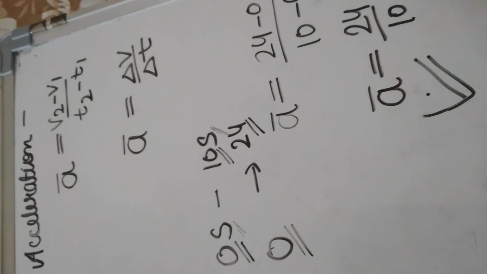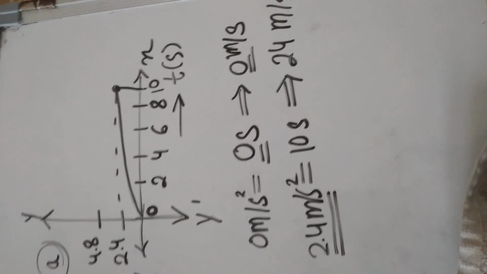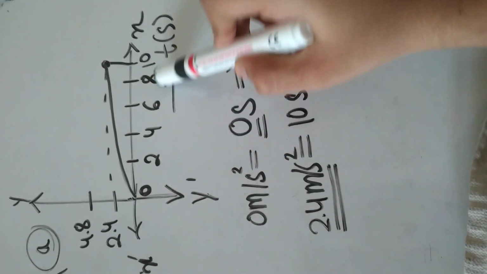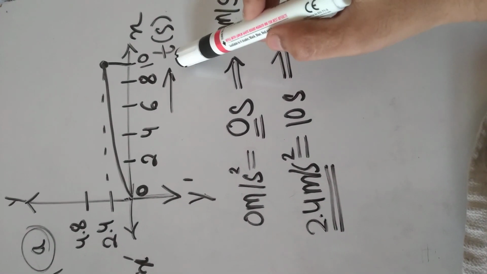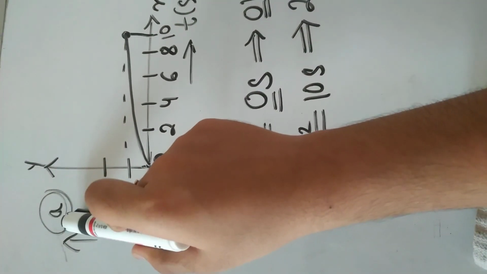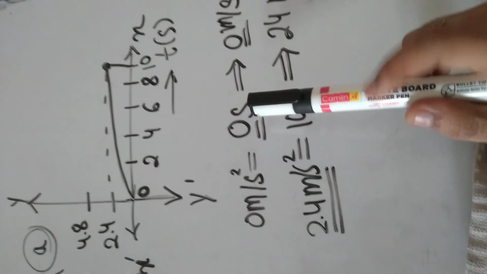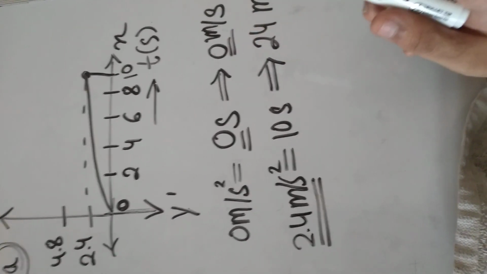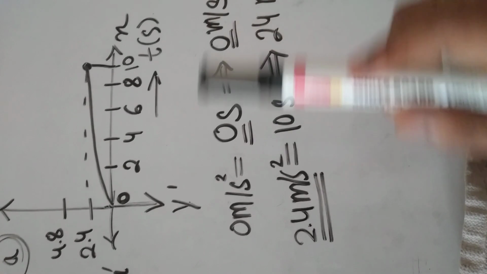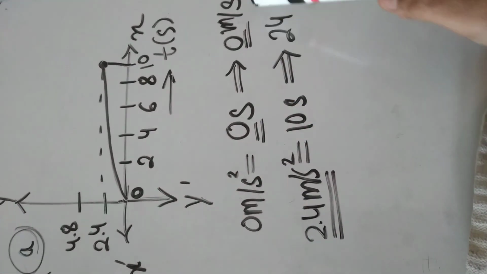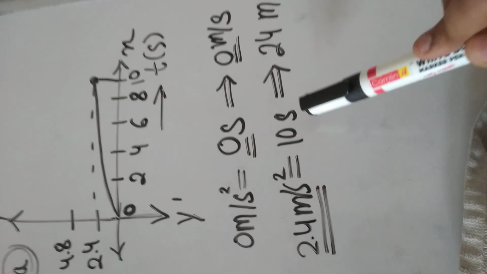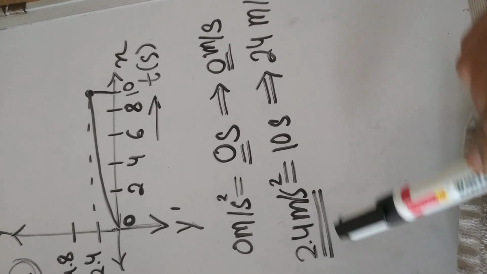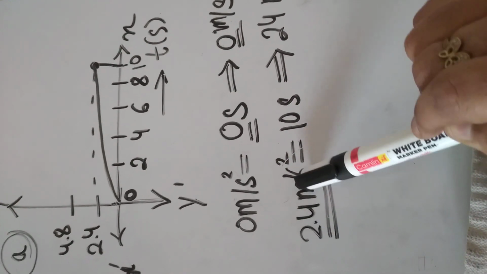Now we'll focus on the graph of this acceleration. Here you can see this graph that I drew. This is the y-axis and this is the x-axis; on the x-axis we take time in seconds and on the y-axis we take acceleration. At 0 seconds the velocity is 0 and the acceleration is 0 meter per second square. But at 10 seconds the velocity is 24 meter per second and its acceleration is 2.4 meter per second square.